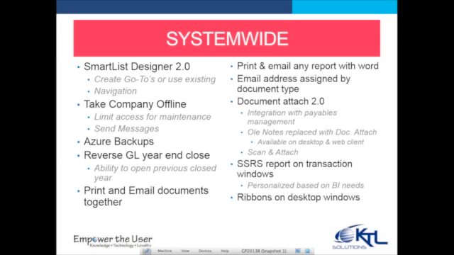We can print email documents together, so that's the whole document attachment. So email in an order, the documents attached will go along with it. They've added in R2 that we can print and email any report with Word. Email addresses are assigned by document type, which is kind of nice. Document Attach 2.0. We have integrated page management.